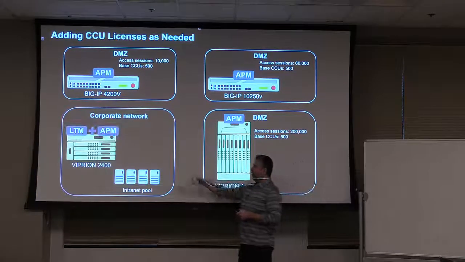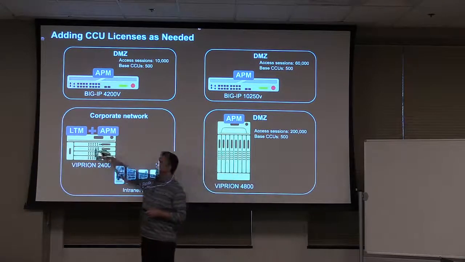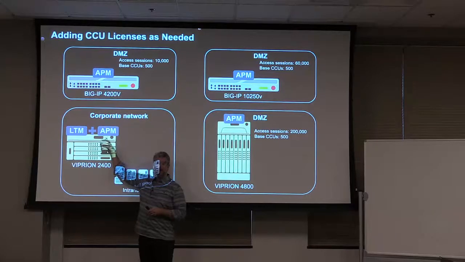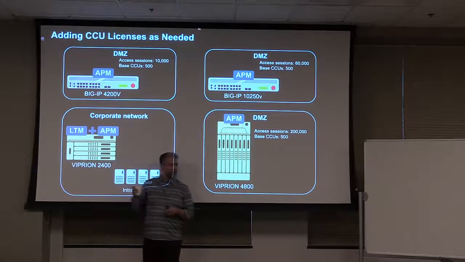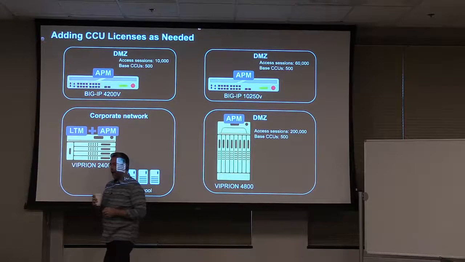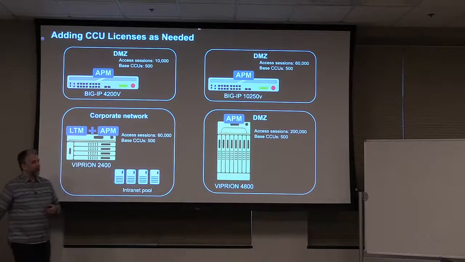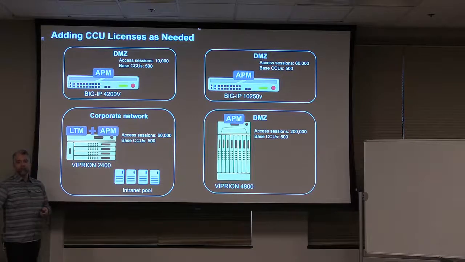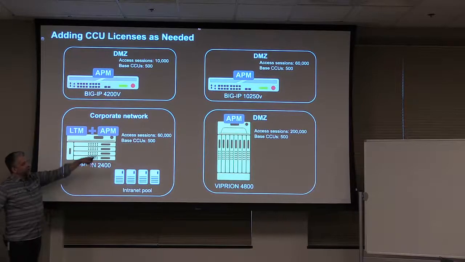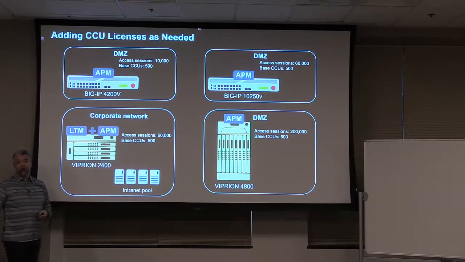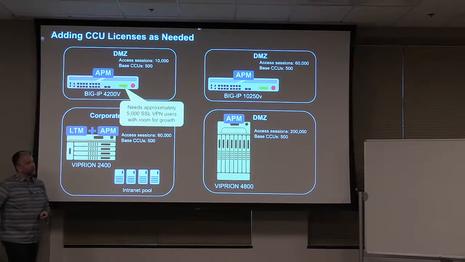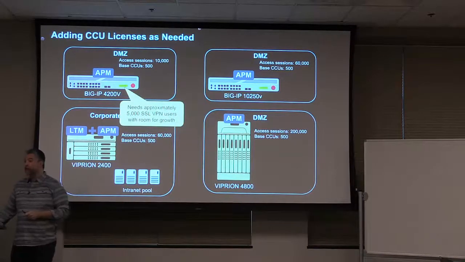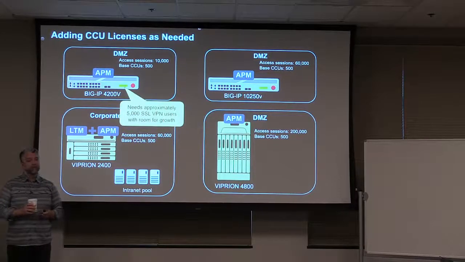And then this is the scenario where they're using LTM with APM. And they're only using APM for authentication purposes, not VPN. And this hardware supports 60,000 users, and it still gets 500. So for each one of these four scenarios, I have to go and talk to my customer and say, what are our needs? The first customer, they are going to be using this as a VPN.